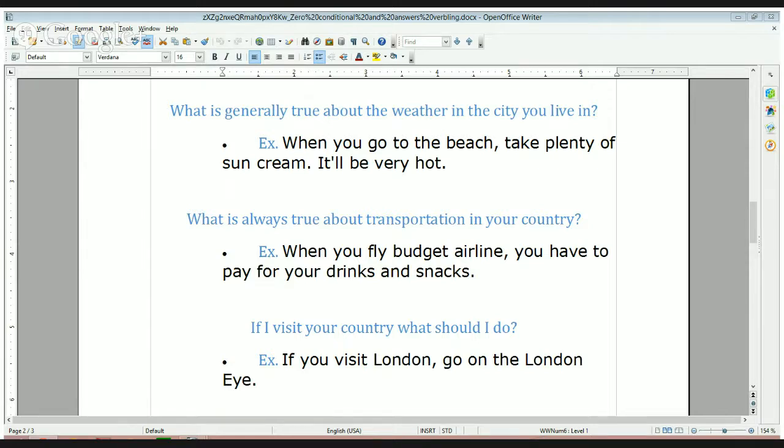Okay, try to get those sentences into the chat box. So, zero conditional talking about the weather in the city you live in. And Paulo, read your sentence for us. The weather in the city that I live is hot, but sometimes if you need to take a coat, you can wear it. All right. Thank you very much. Okay, so if you need to take a coat, you can wear it. That works. Thanks, Paulo.